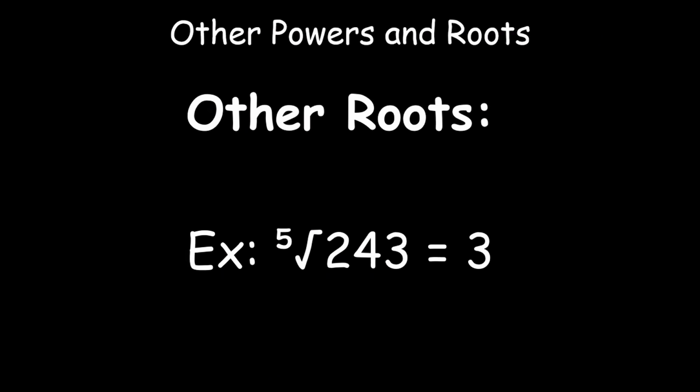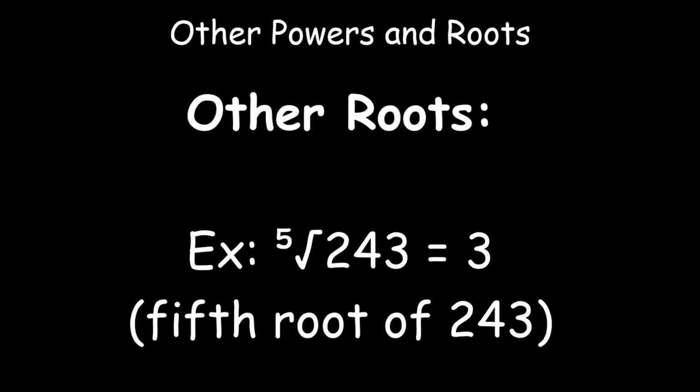Another way you could find the 5th root of 243 is to break it down into the product of its prime factors. You'll notice that 3 is the smallest prime factor, and if you keep dividing by 3, you get 5 threes. You can also have 6th roots, 7th roots, 8th roots, etc.